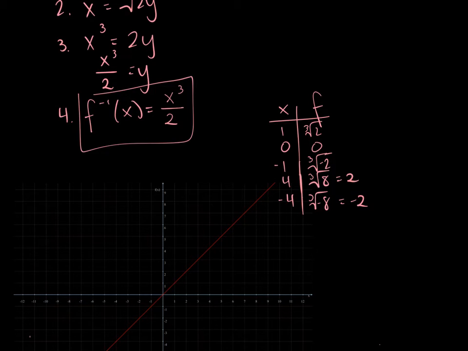So we're going to plot this. So at 0, we've got 0. The cube root of 2 is less than 1, so I'm going to say about there. And then go in the negative direction. And then at 4, we're at 2. So 4, 2, and -4, -2. And then I'm going to graph.